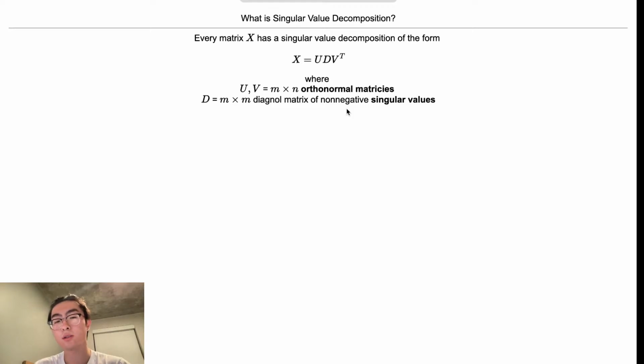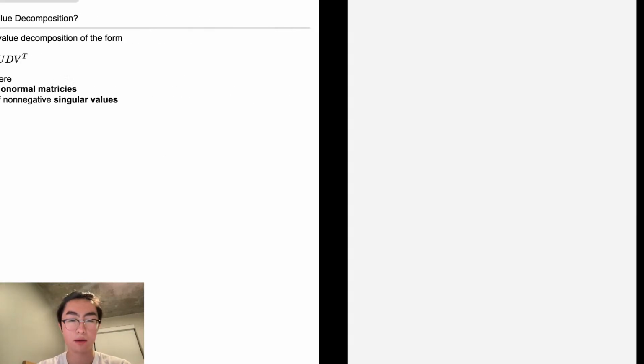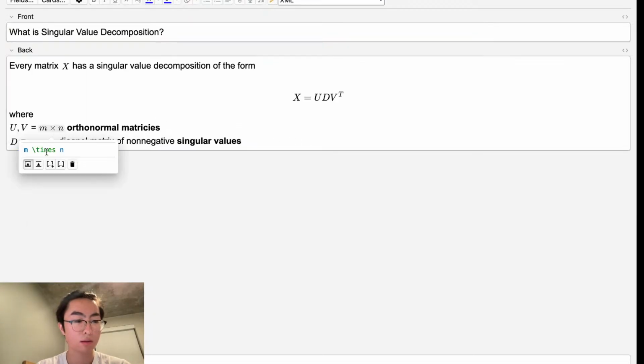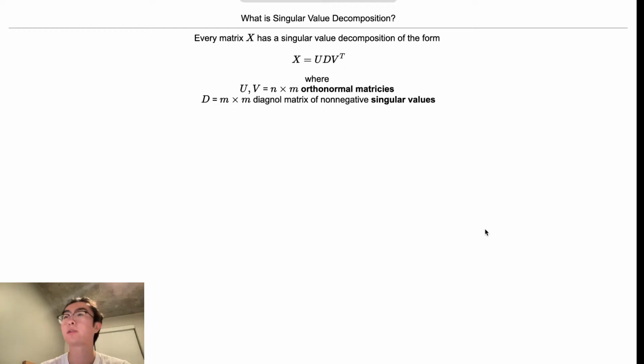Yeah, wait, that doesn't make sense. M by n. This doesn't make any sense because you can't multiply an m by n matrix with an m by m matrix. So let me see what I did wrong here. Oh, these are n by m orthonormal matrices.